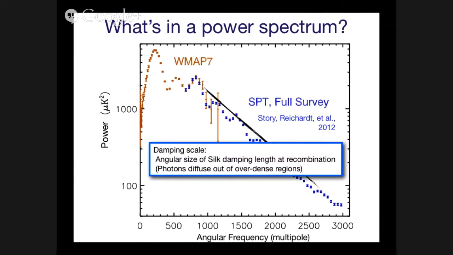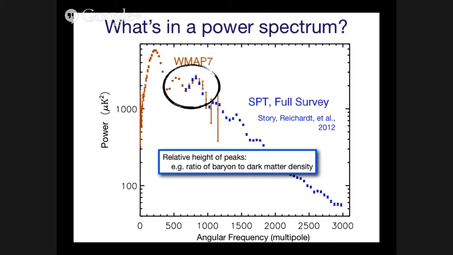A second distance scale in your problem is the damping scale, which is why power drops off as you go to smaller scales. This is basically a measurement of the mean free path of the photons in that early hot plasma. Since they diffuse out of small-scale anisotropies, the perturbations are damped as you go to smaller scales. In addition to those two distance scales, you have information from the acoustic peaks. For instance, by looking at the even versus odd acoustic peaks, you're looking at compressions in phase or out of phase with the dark matter, and you can learn about the ratio of baryons to dark matter.